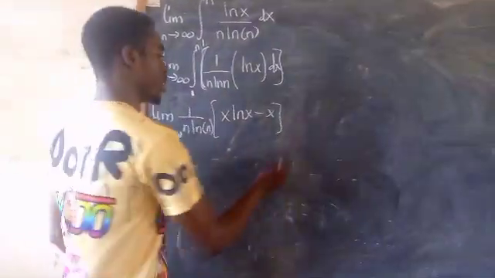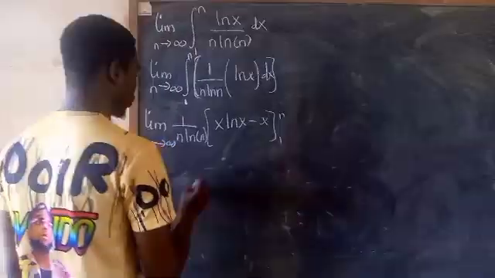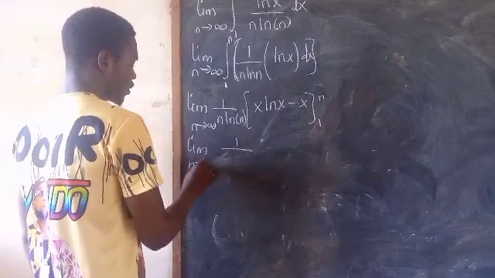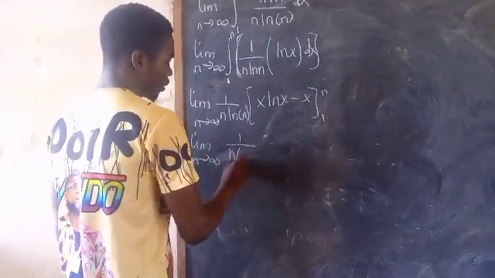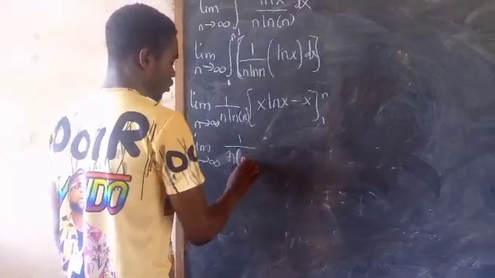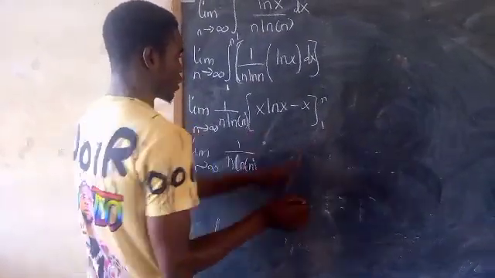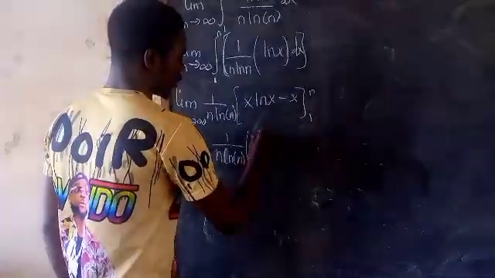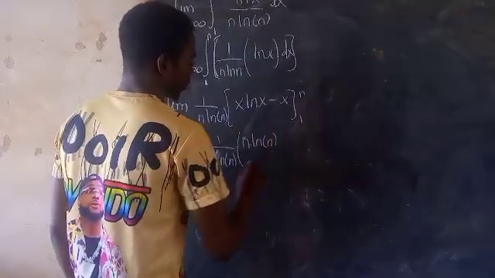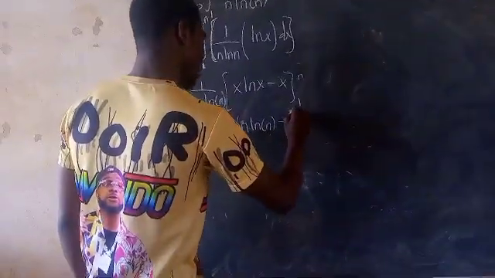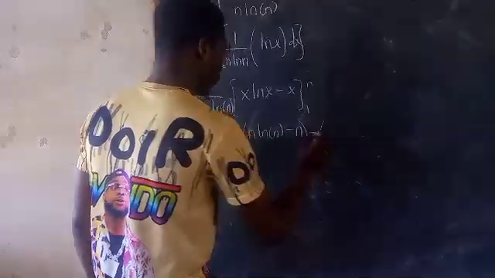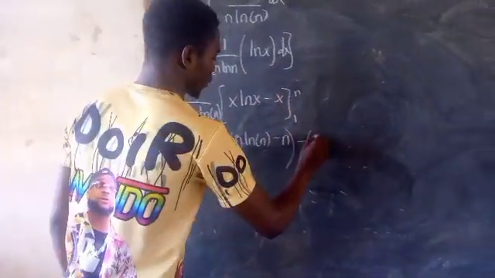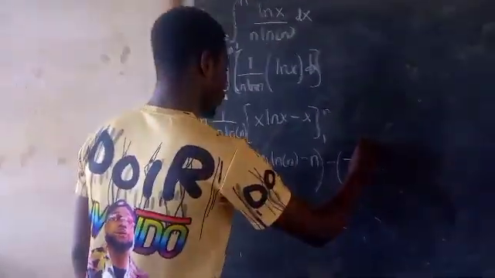Thank you very much. Then this is going to be from 1 to n. Good. So this is now going to be the limit as n goes to infinity of 1 over n natural log of n, times, when we plug in n, n natural log of n minus n. Great. Then we subtract, when we plug in 1, natural log of 1 is simply 0, then minus 1. So this is what we have.